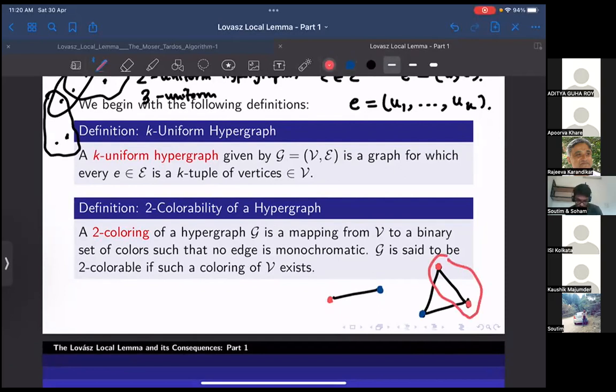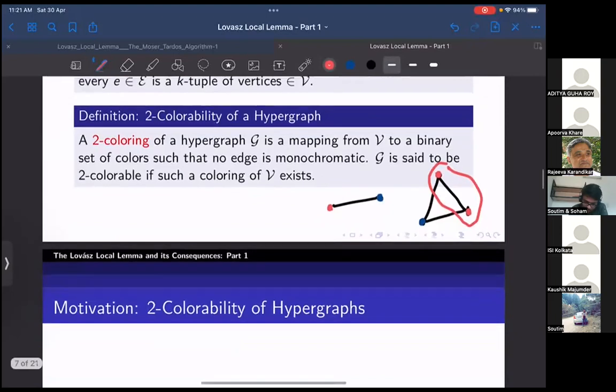So a two coloring of a hypergraph is a mapping from the vertex set of the hypergraph to a binary set of colors, red and blue, such that no edge is monochromatic. And a hypergraph G is said to be two colorable if such a coloring exists.